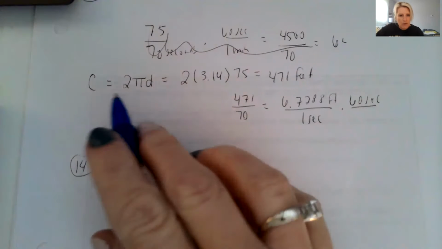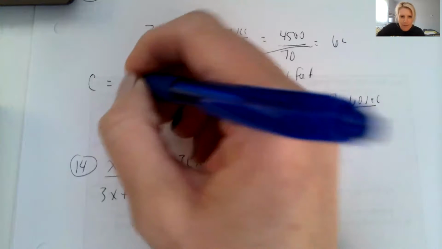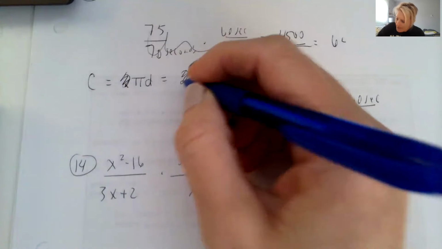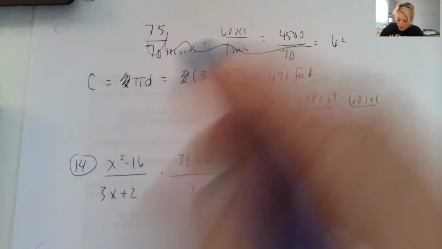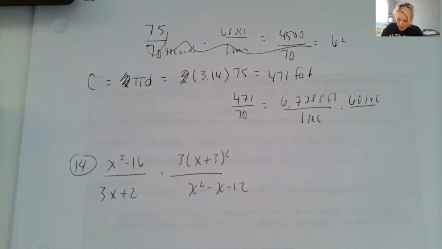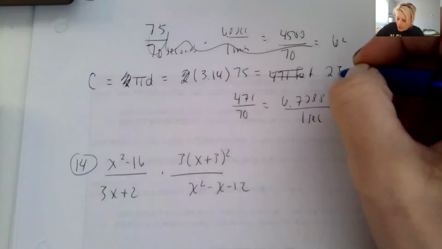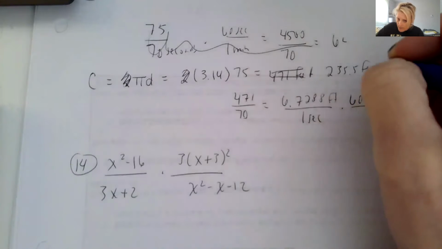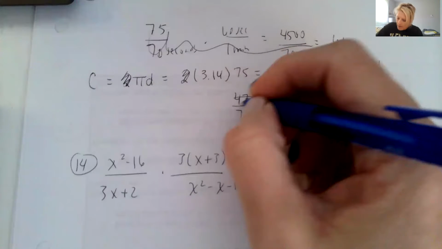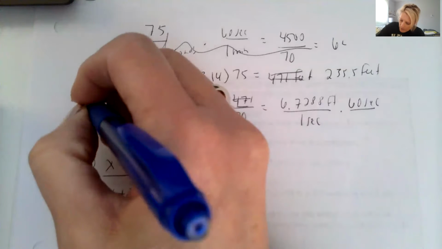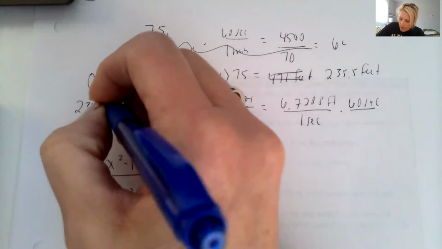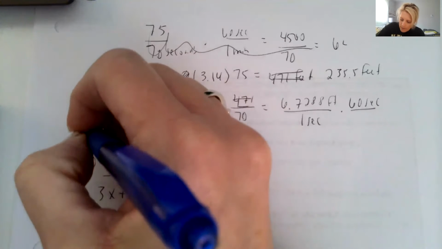The circumference is not 2 pi d, it's just pi d. I just thought of something that doesn't make sense. So my goodness, 3.14 times 75. Okay, so it's really 235 feet. Okay, 235.5 feet over 70 seconds.